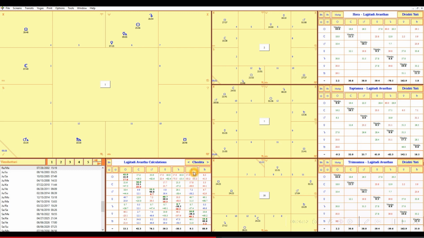And this gives me an idea that on the level of Chesta, Venus has some strong friends. But let's say that Venus's friends were weak in Chesta. They might be strong in Shadbala, but they may be weak in Chesta and not be able to help them enough. So on different levels, sometimes I want to break these things down. That's why I put them there.